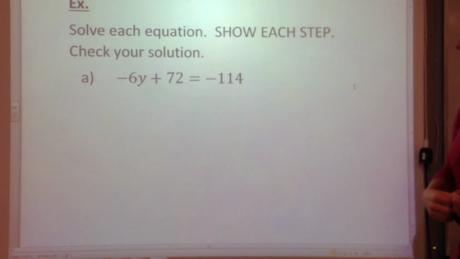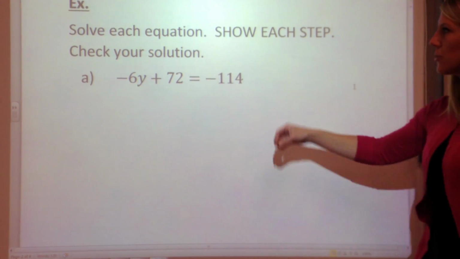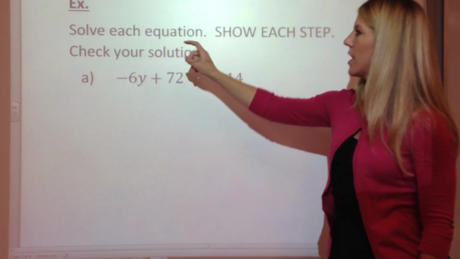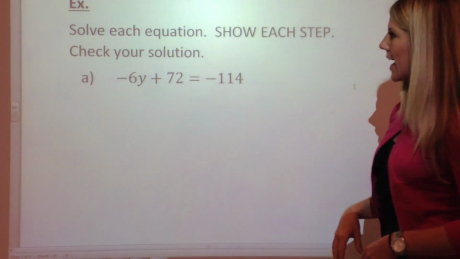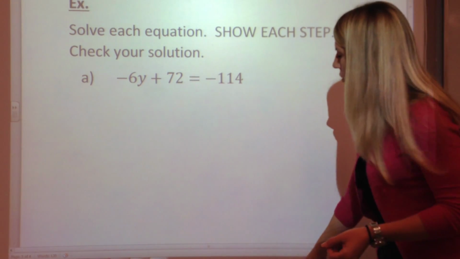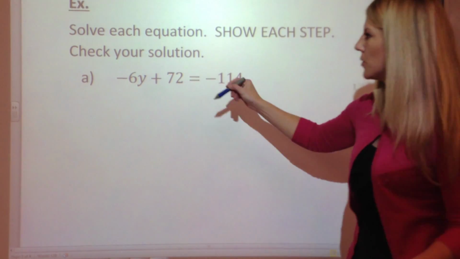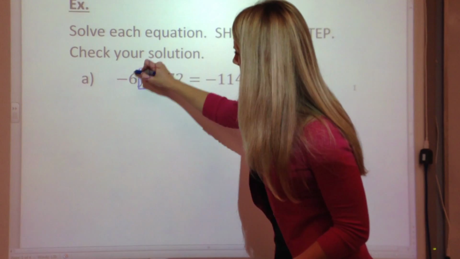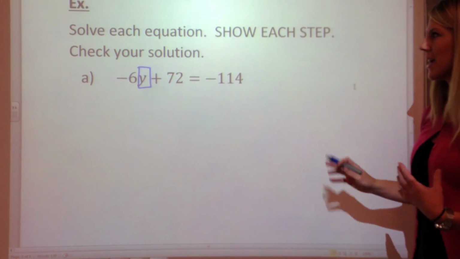So let's look at actually solving some of these. So we want to make sure that we show each step. We are solving the equation. We want to get to the variable all by itself, and then we will check our solution to make sure that we are correct with our solution. So first thing, what are we trying to get by itself? What is that variable we want all alone? Y. So I want to start to move everything away from y that I can.